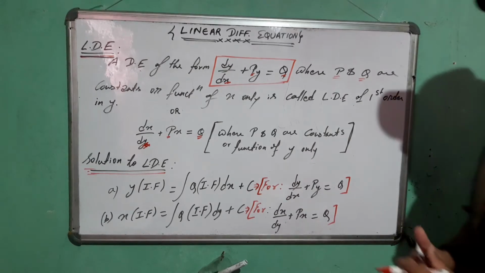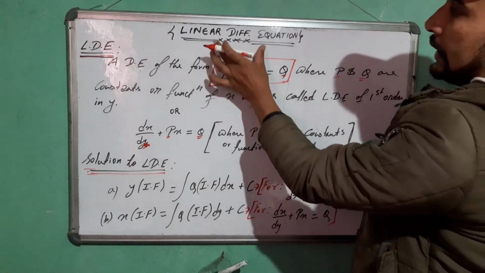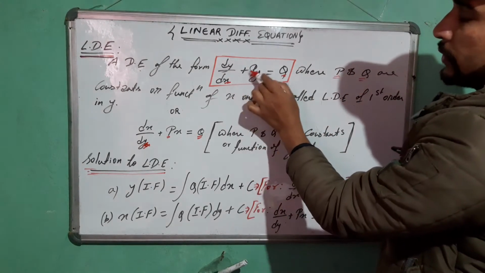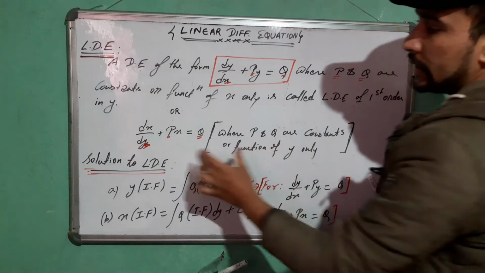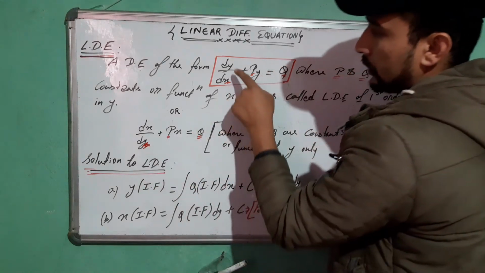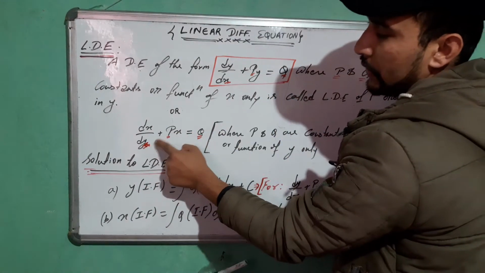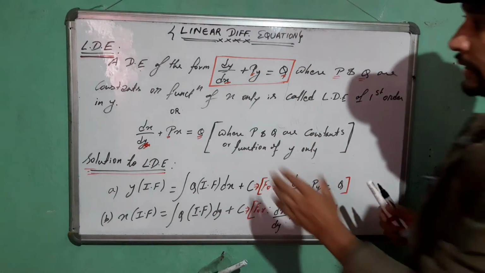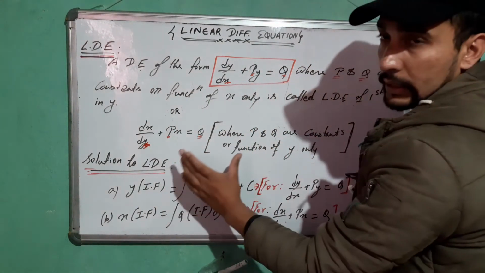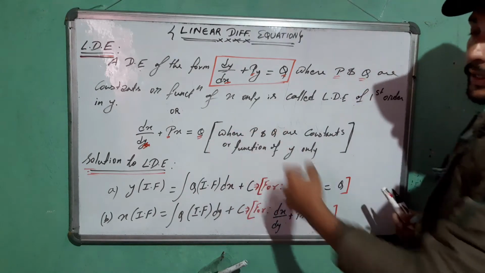So this is the standard form of linear differential equation, dy/dx + Py = Q. And in some rare cases, in place of dy/dx you might get dx/dy. Now before giving the example, I'll explain how to solve a linear differential equation.